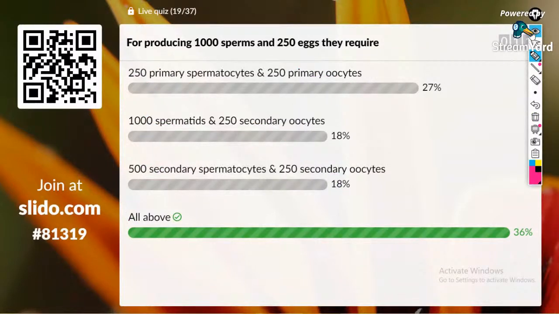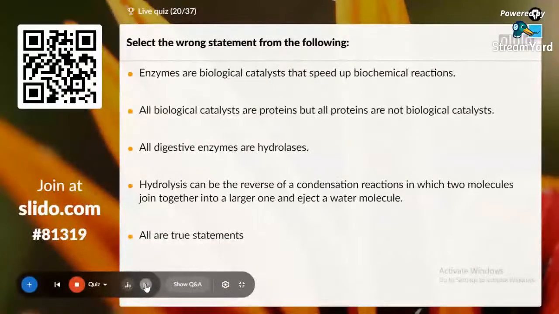20th question on the screen. Select the wrong statement from the following. Easy question. This question was there for your last exam also. In the last Maha Marathon quiz also you had this question. Select the wrong statement from the following.